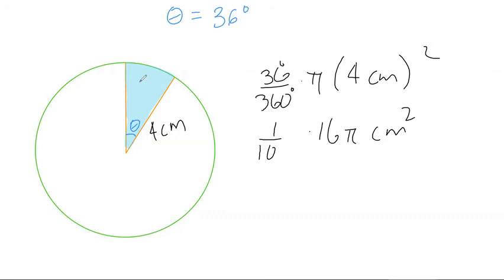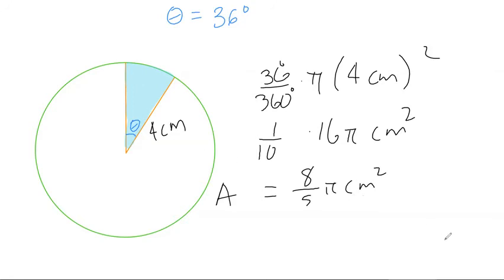And so we can now say that the area of the sector is 16 divided by 10, which we can simplify down to 8/5. 8/5 pi centimeters squared is equal to the area of the sector right here.